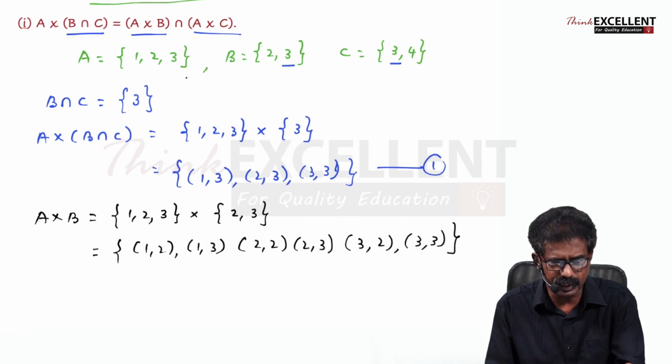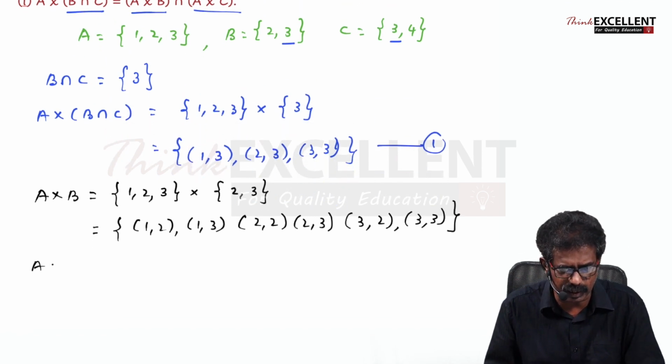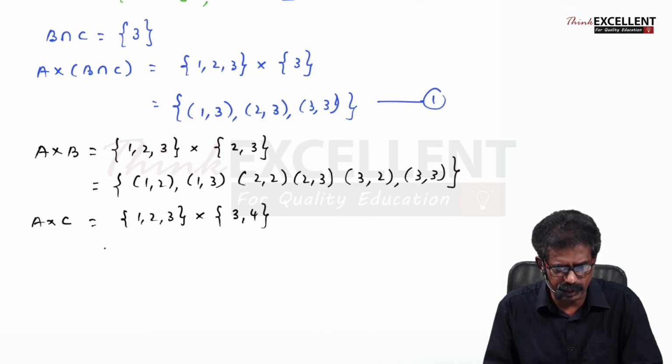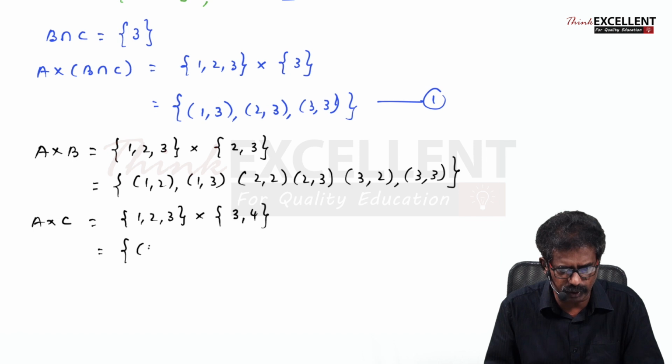Next, we want A cross C also. A is {1, 2, 3}, cross C. C is what? {3, 4}. So find the cross product here again: (1, 3), (1, 4).